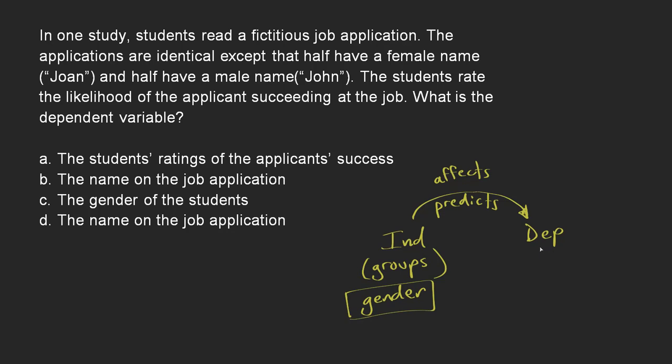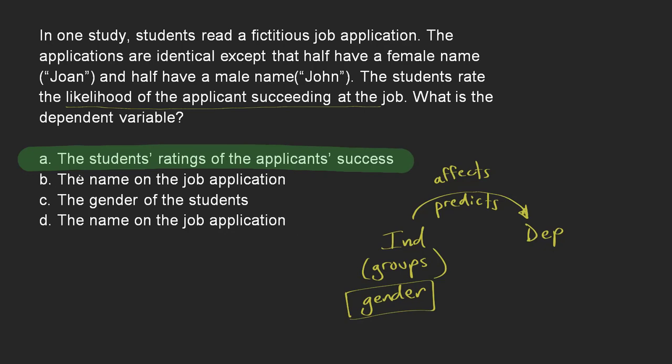The dependent variable is going to be what sort of a response we get or what sort of an outcome is affected or predicted. So that is the likelihood of the applicant succeeding at the job. And so I guess the answer here, this part A, the student's ratings of the applicant's success. Okay, so the answer is going to be A, the student's ratings of the applicant's success.